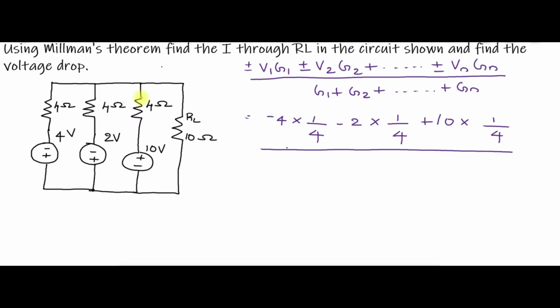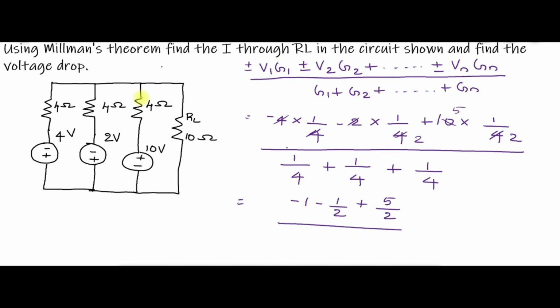All divided by G1, which means 1 by R1. That is 1 by R1 is 1 by 4. G2, 1 by R2, 1 by 4. G3 also 1 by 4. So, here 4 and 4 cancel. 2 and 4, 1 by 2. Here 5 by 2. So, you will be getting it as minus 1 by 2 plus 5 by 2 divided by 3 divided by 4. On solving this, you will be getting voltage as 4 by 3 volt.